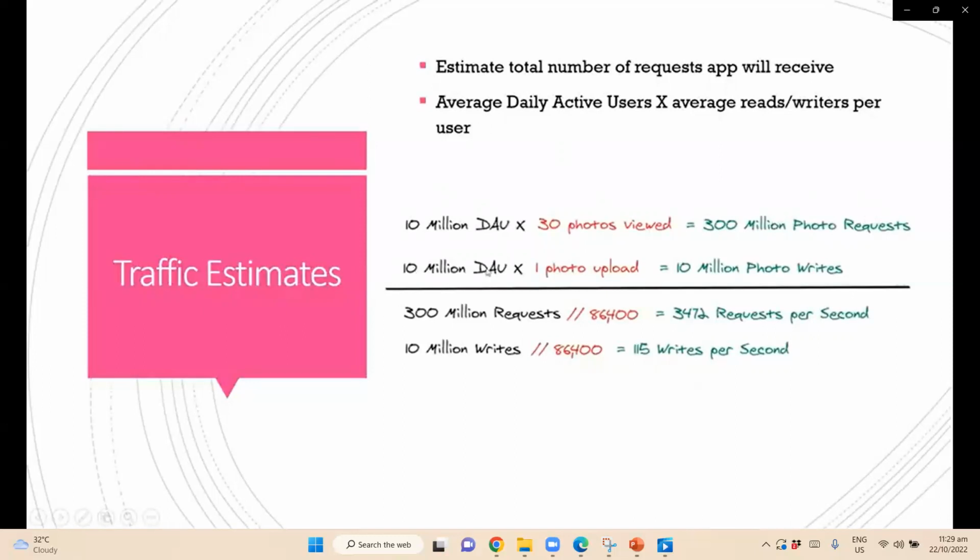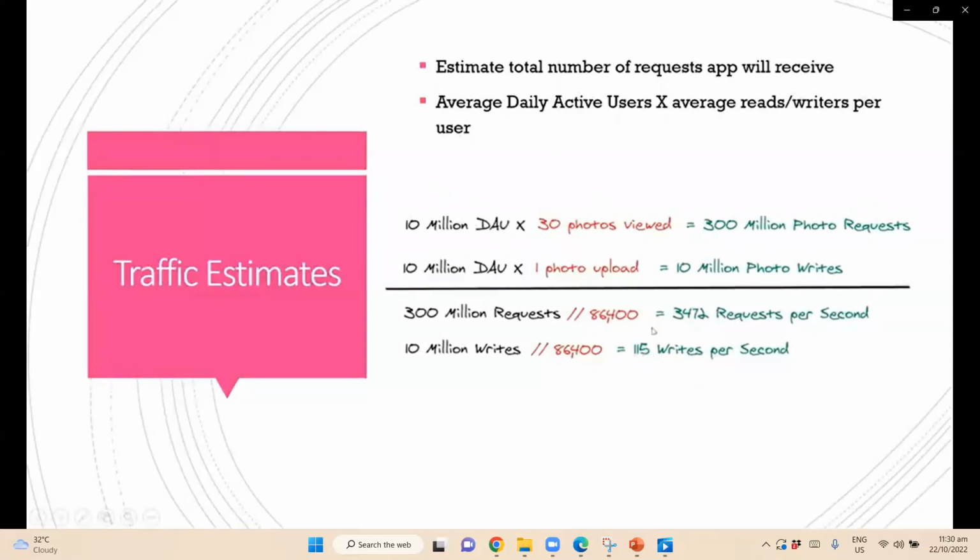For writes, we have the same amount of daily average users, but some people will upload multiple times per day. Other people will upload maybe once a month. So that gives us an average of 1 per day per user, and that gives us our 10 million. Then we can use the number of seconds per day. So taking this, we can see we get 3,400 requests per second and about 115 writes per second.